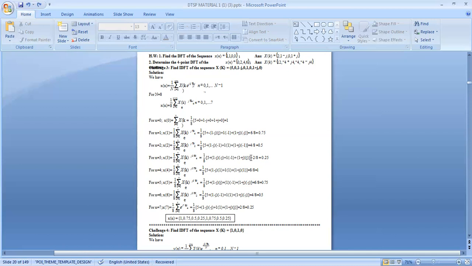Similarly, replace for n equal to 1. What will happen? X of k e power minus j pi n by 4. Okay, so k equal to 1 goes, so you'll be having over here.